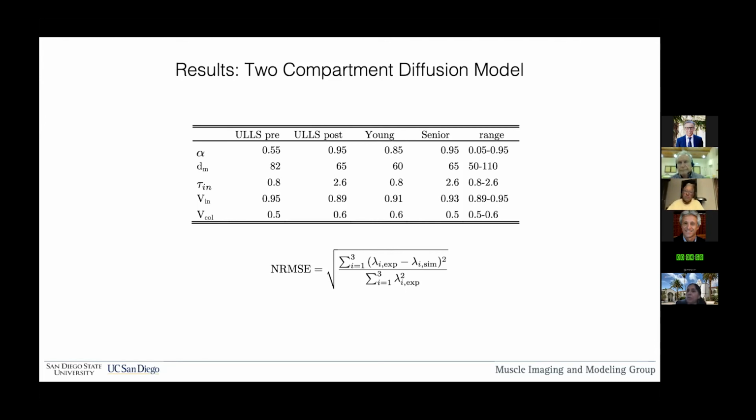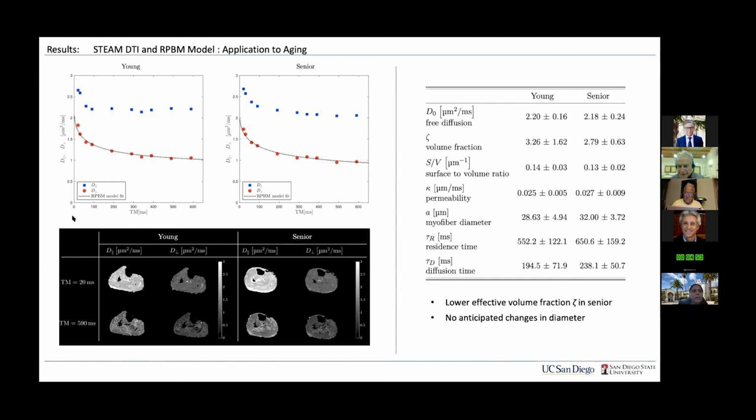because there is no load on it, stretching it preferentially in one direction. Five minutes included the discussion. Okay, so then these are the results from the STEAM DTI, which was the time-dependent diffusion. And again, I can summarize all these results.